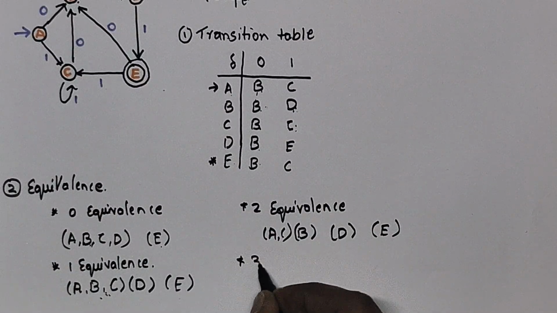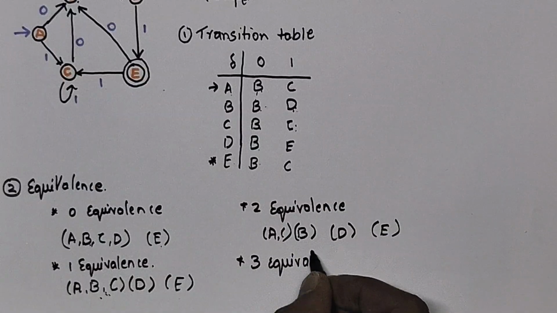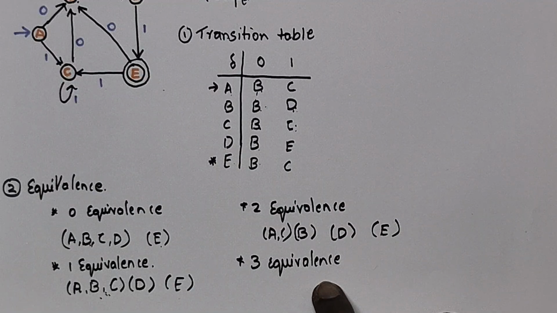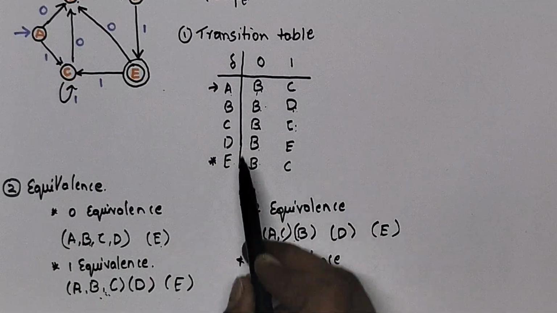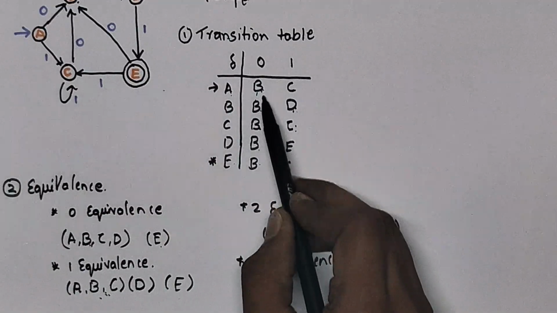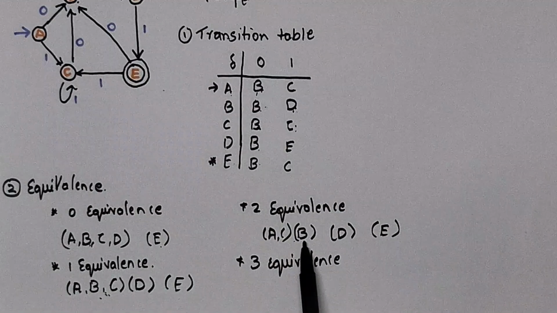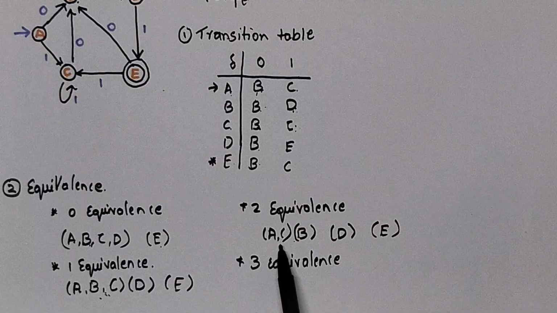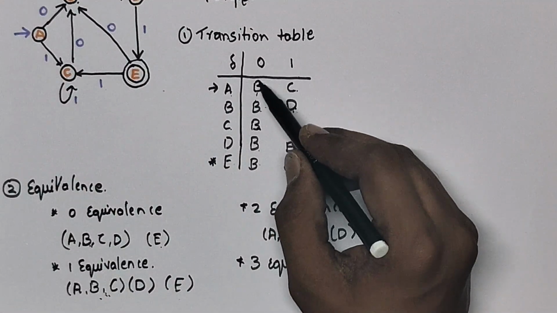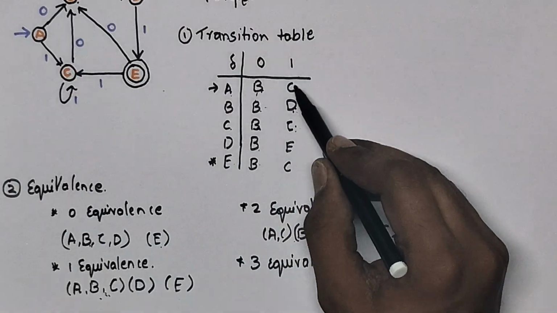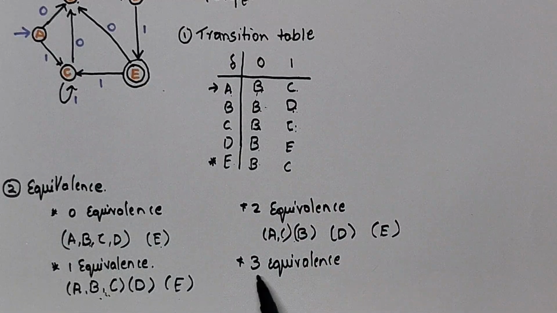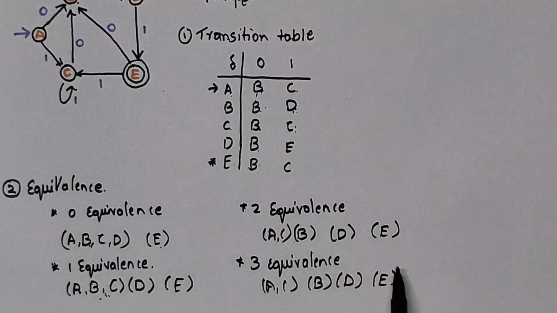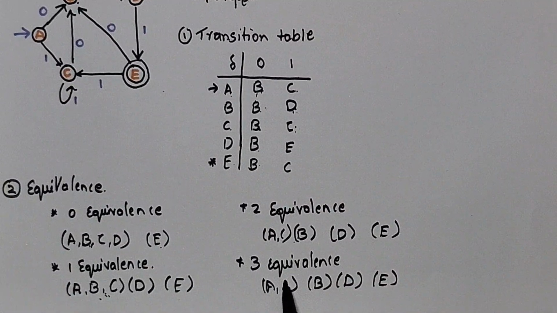Now let's see for the third equivalence. You must go with more equivalences until this step is the same as the previous step. Now let's search for A and C, which are in the same group. A for 0 is moving to B, and C for 0 is moving to B. So both are in the same group. A for 1 is moving to C, C for 1 is moving to C. So C is in this group itself. For 0 they have moved to the same group element, for 1 also they have moved to the same group element. So you can conclude A and C are of the same group. B, D and E will be same as the previous step because there are no changes in the grouped elements.